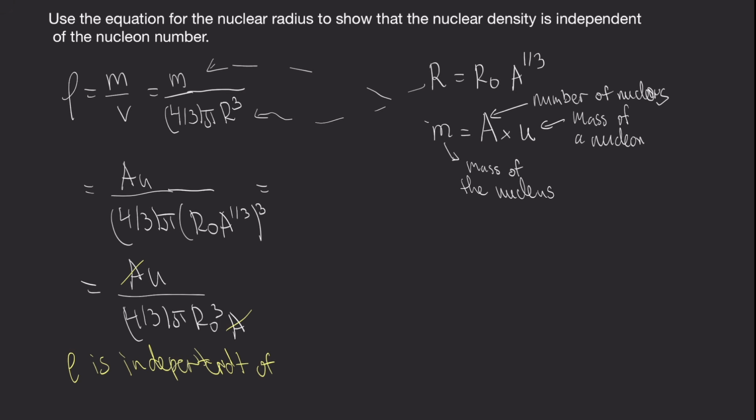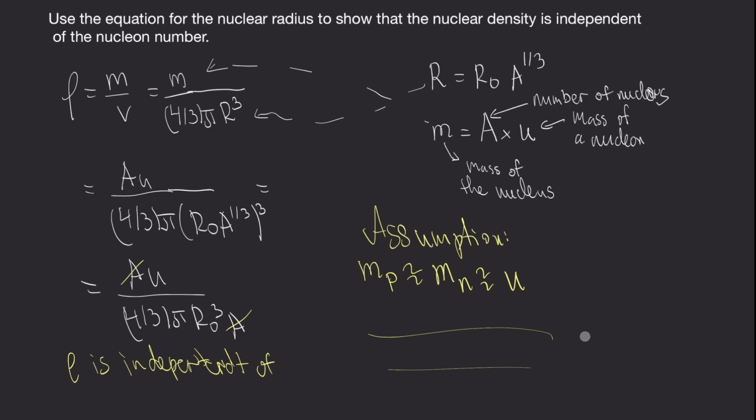We have made a very important assumption in this derivation though. We have actually assumed that the mass of the proton is approximately equal to the mass of a neutron, which is approximately equal to U. This is only approximately correct, and this assumption typically needs to be stated in our show question, as there is a small difference between those two relative masses.